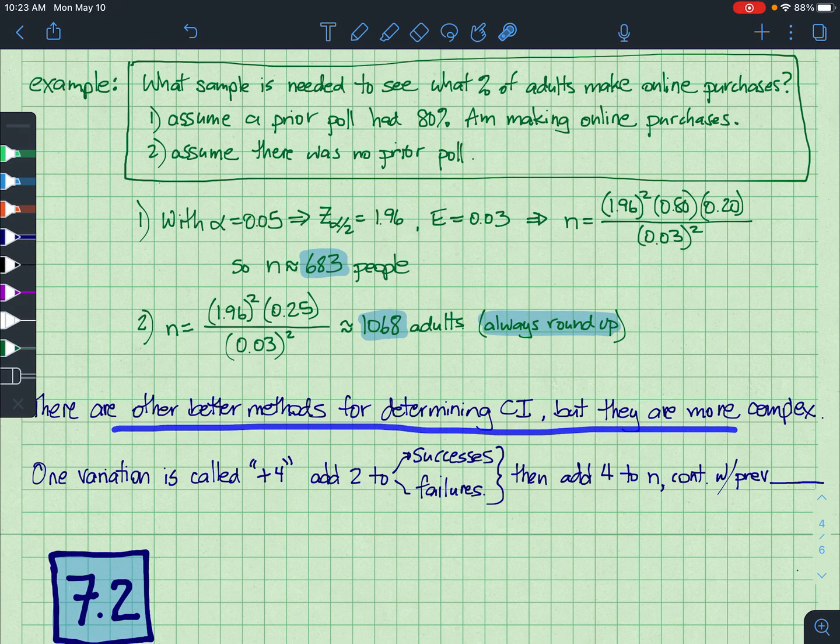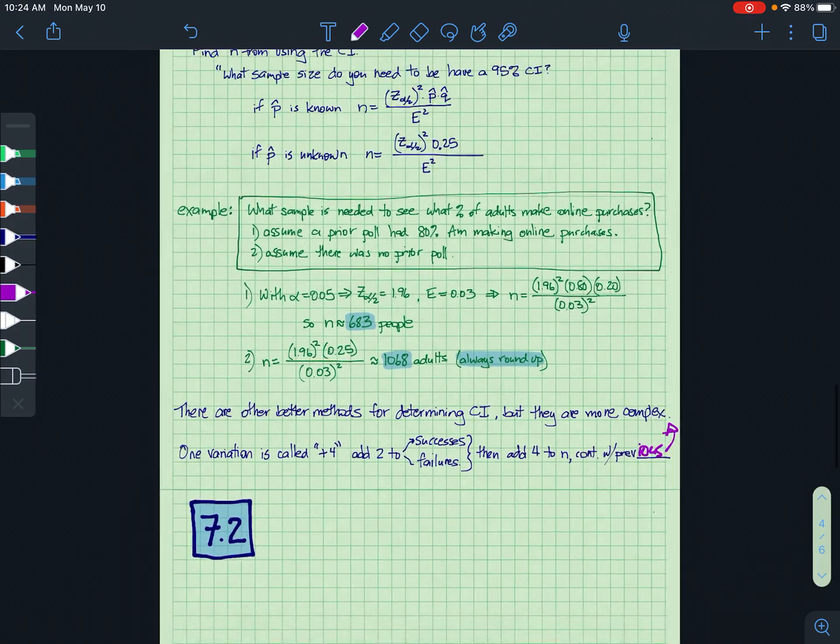The book closes the section by saying there are other methods, and they detail them, but they are more complex, and I'm going to say you don't need to know them. There is one variation that we might need to come back and talk about, and that is called the plus four. You add 2 to the successes and failures, then you add 4 to n, and you continue with your previous formulas that we already discussed. So it's called the plus four, and it has greater accuracy than the current method. It, again, has another name. I forget who came up with this, but whatever.